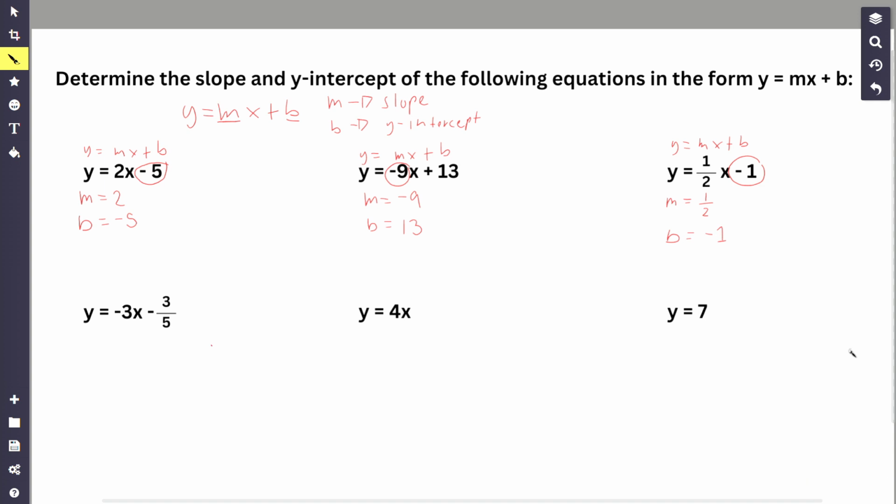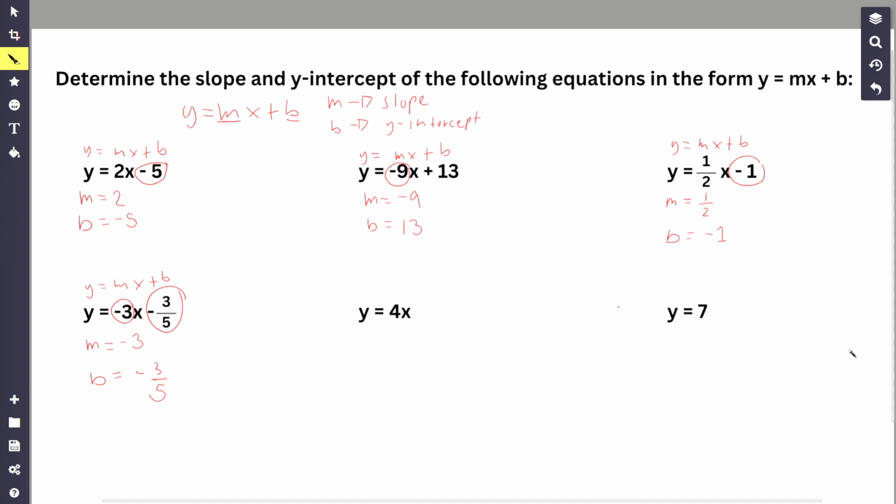And then continuing, we have here y = mx + b. You get the number before the x. What's that number? Negative 3. So your m = negative 3. And then the y-intercept, again, b is the y-intercept, is what? That's also a fraction, and it's negative. Negative 3 over 5.